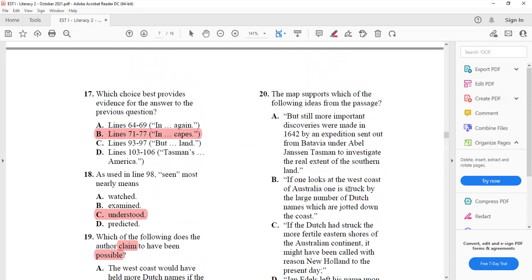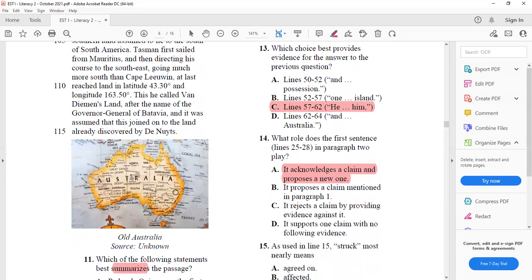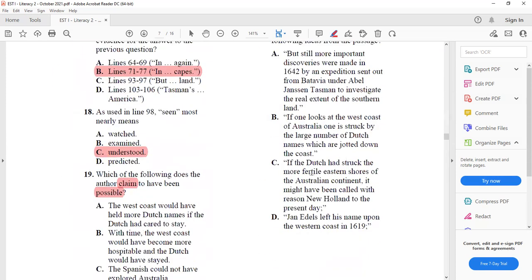If one looks at the west coast of Australia, one is struck by the large number of Dutch names which are jotted down the coast. Yes, mister. As I told you in the beginning, all of them are Dutch names, especially in the west. Yes, mister. Maybe the answer.